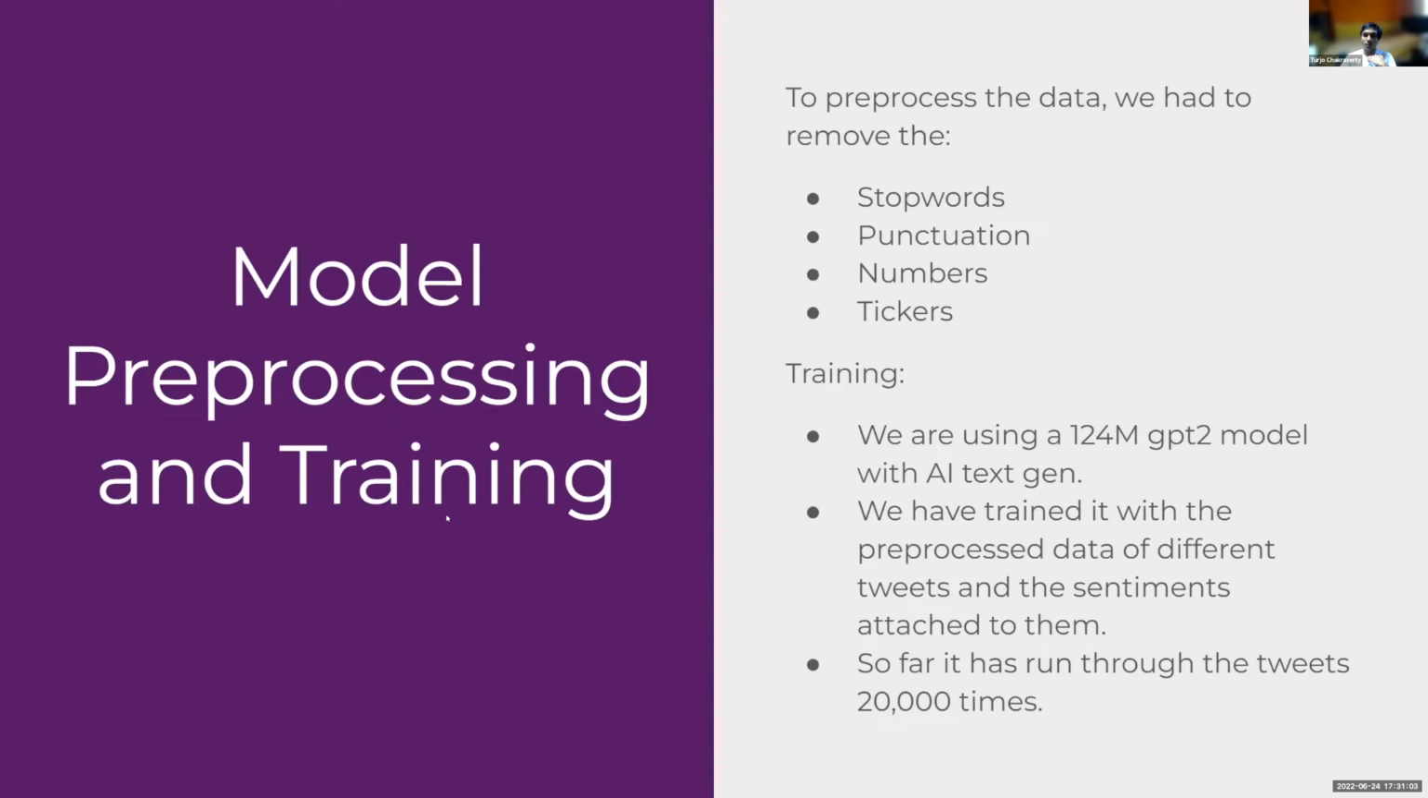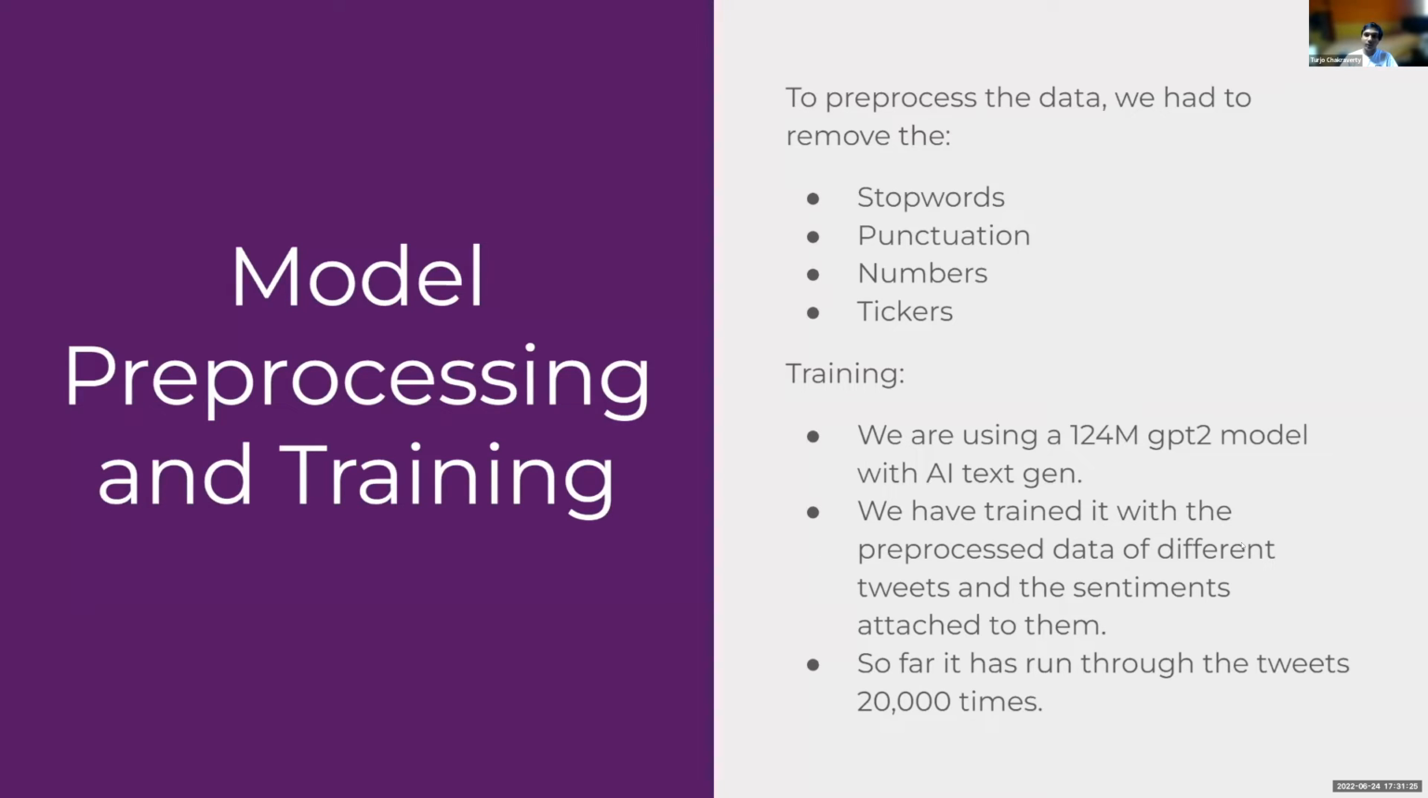And then for training, we used a 124M GPT-2 model with aitextgen. We attempted to use something stronger, but we didn't have the space and processing power for that. We trained with the pre-processed data of different tweets related to stocks and the sentiments attached to them. So far, it's run through the tweets 20,000 times.